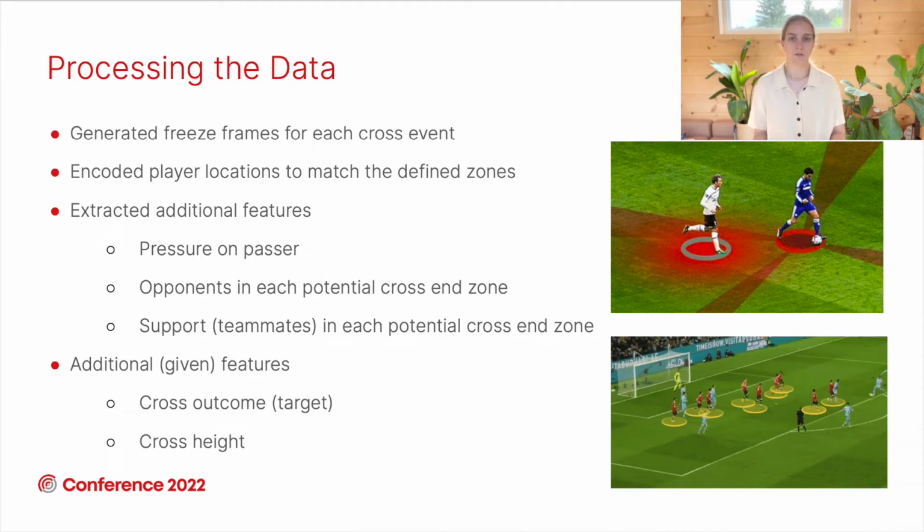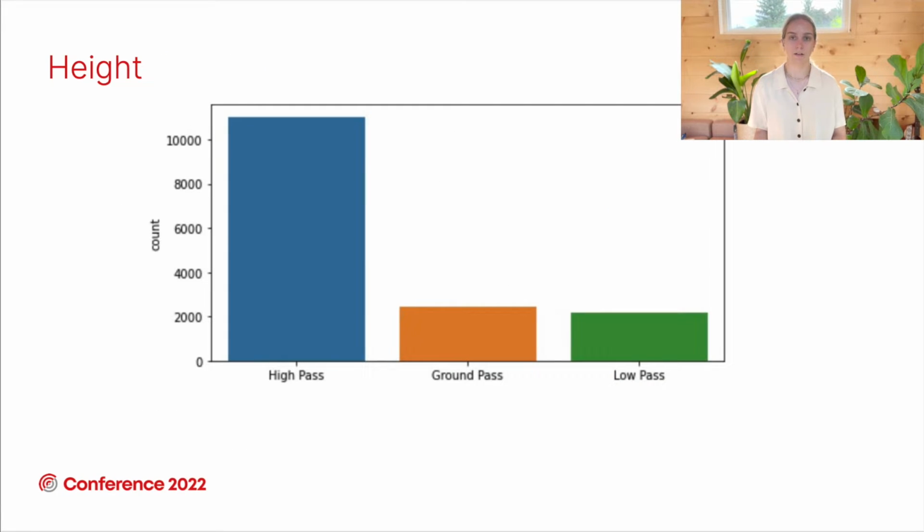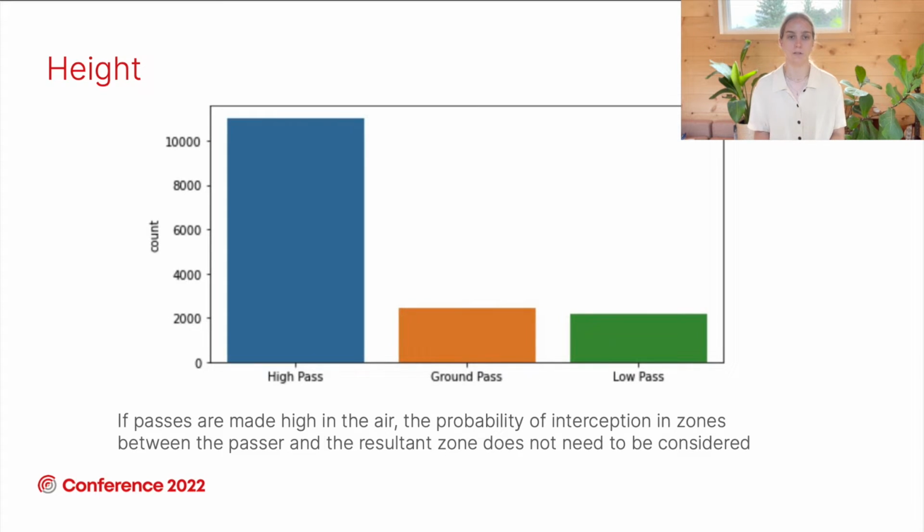With that said, though, I do want to point out this plot. It shows that the majority of crosses are made high in the air, far more often than ground passes are, in which case I then simplified the modeling to assume crosses are made only in the air, as that's typically what we see. And this also ensures that we don't need to model the probability of being intercepted in any zone between the cross origin and the end location.